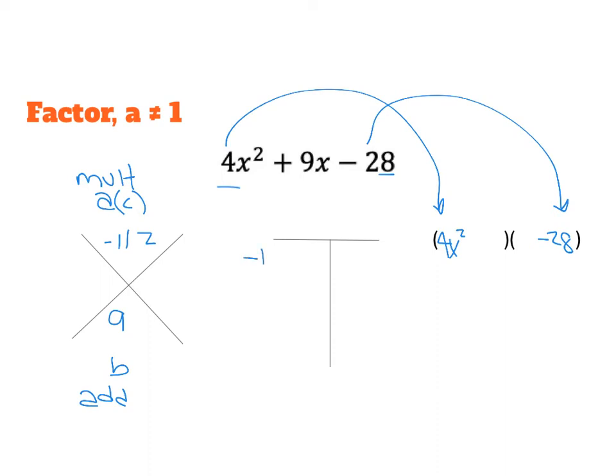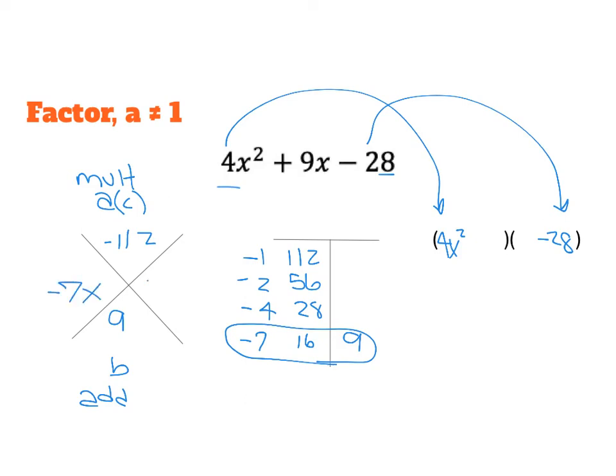So I have negative 1 and 112, negative 2 and 56, negative 4 and 28, negative 7 and 16. Now I see if I add these two together, I'm going to get the 9 that I'm looking for. So I have my negative 7, I'm going to put my x next to that, and my 16, I put my x next to that. So I have negative 7x and 16x.